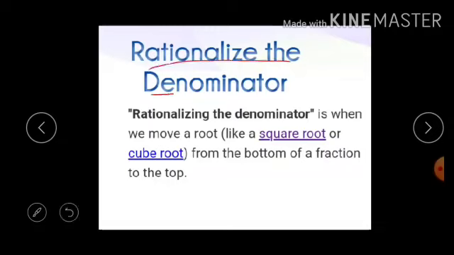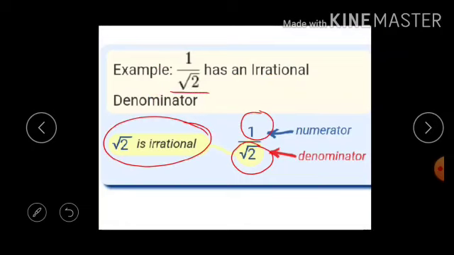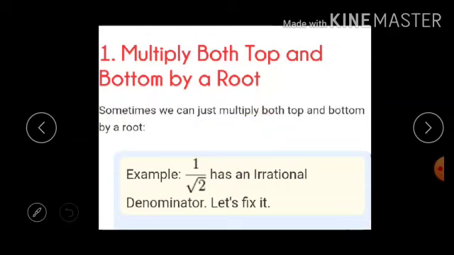Rationalize the denominator. Rationalizing the denominator is when we move a root, like a square root or cube root, from the bottom of a fraction to the top. For example, 1 upon square root of 2 has an irrational denominator. 1 is the numerator and square root of 2 is the denominator. Square root of 2 is irrational. To be in its simplest form, the denominator should not be irrational. Making the denominator rational is called rationalizing the denominator.